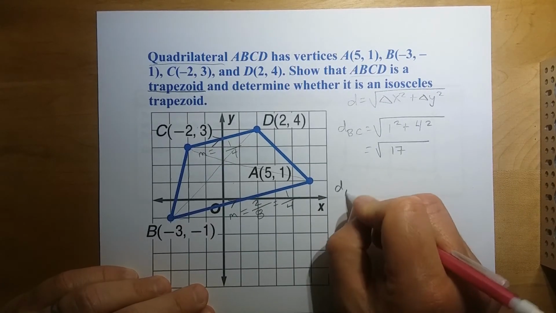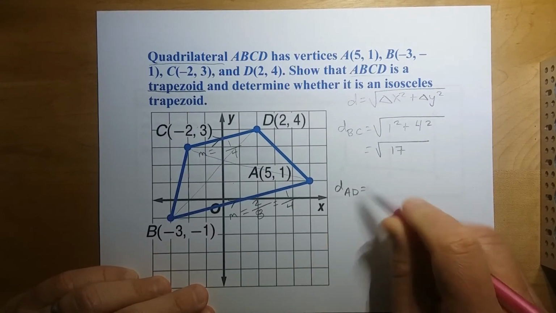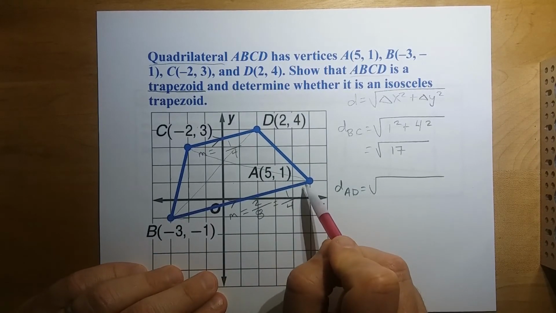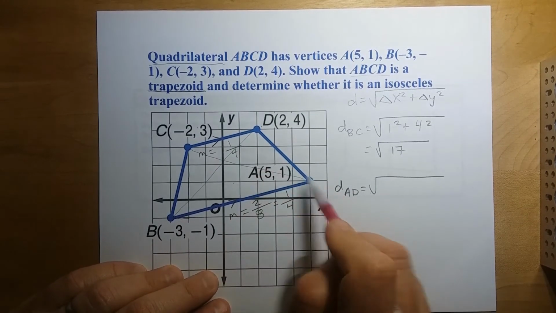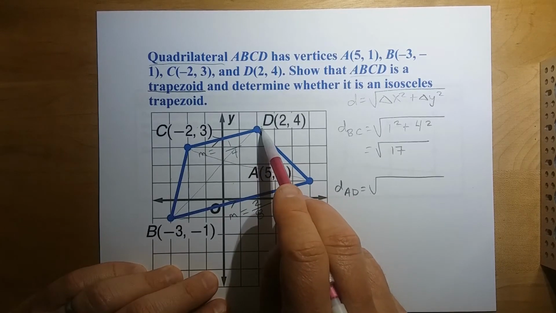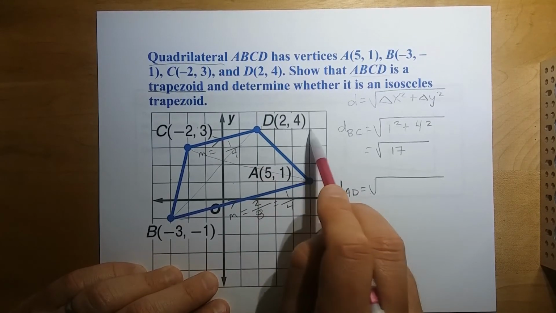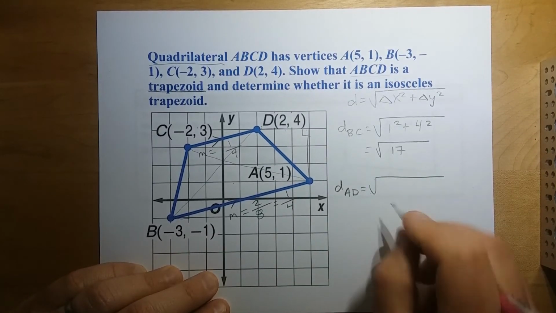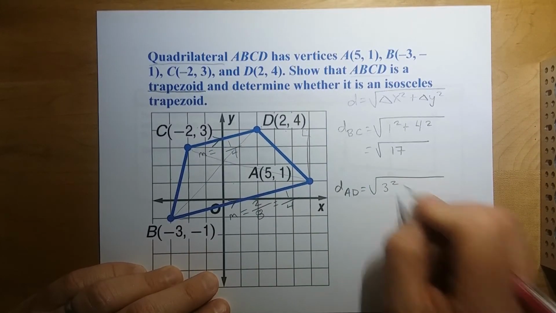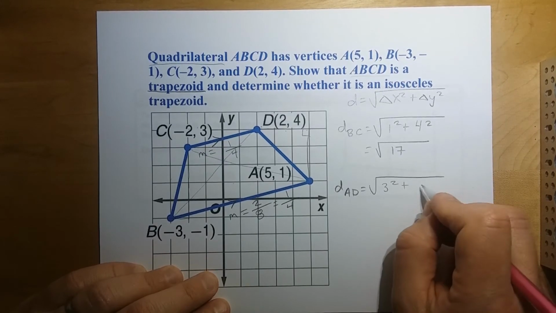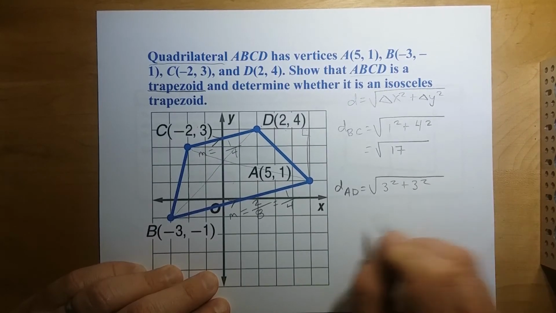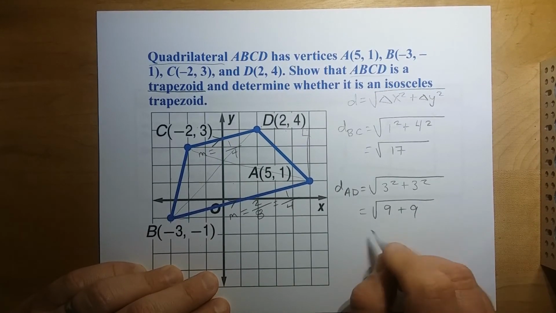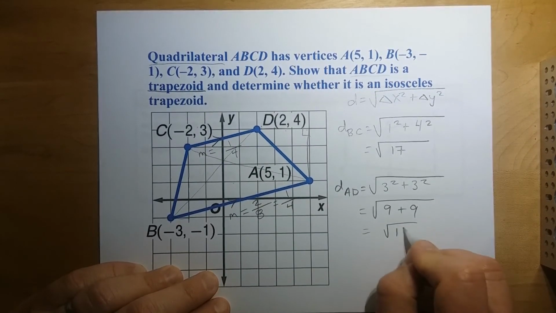Let's check the distance from point A to point D using the distance formula. My change in x going from D to A, I go over 1, 2, 3. Go over 3 units and I go down 3 units. So my change in x is 3 squared plus my change in y is 3. So this is going to be the square root of 9 plus 9, which is the square root of 18.